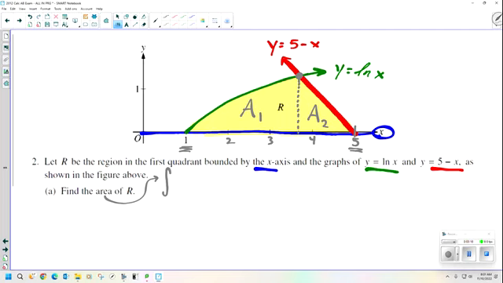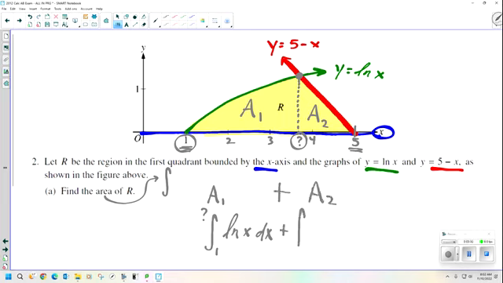Area 1 is going to be the integration from 1 to this value, which I don't know yet. I'm just going to put a question mark up here. And that's the area underneath the green line, the ln of x. Don't forget your dummy variable, the x. I need to add that to the area 2, which is the integration from some value I don't know yet to 5. And that equation is the red line. That's the area under that function, 5 minus x, our dummy variable dx.